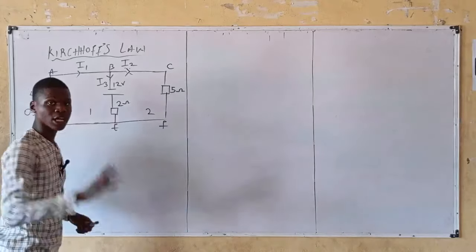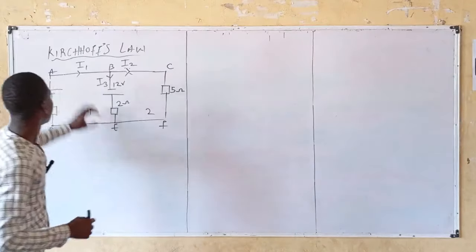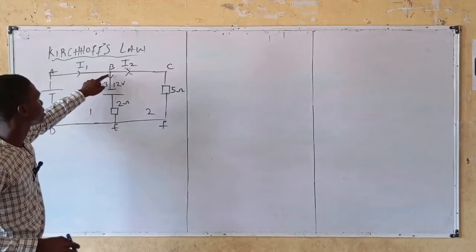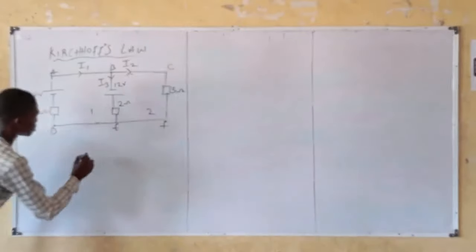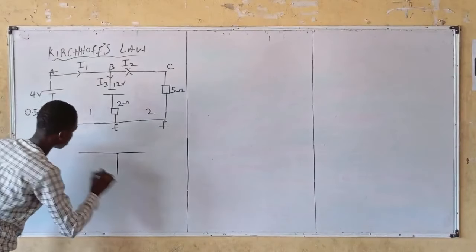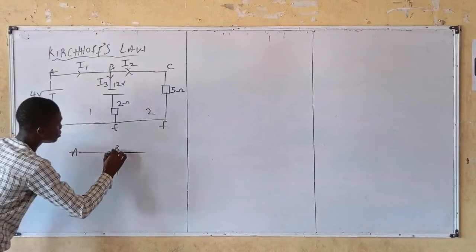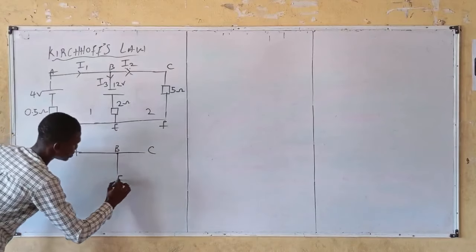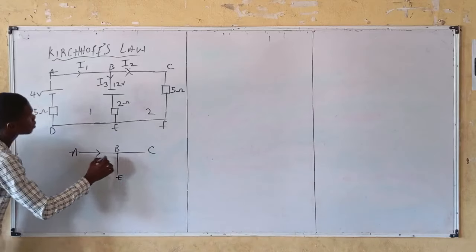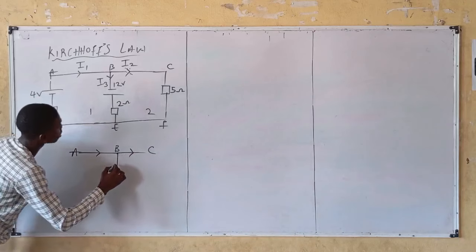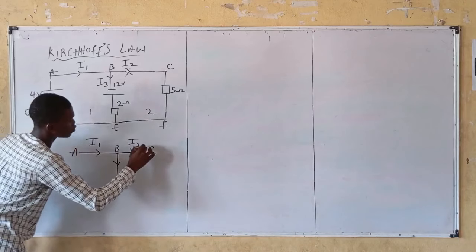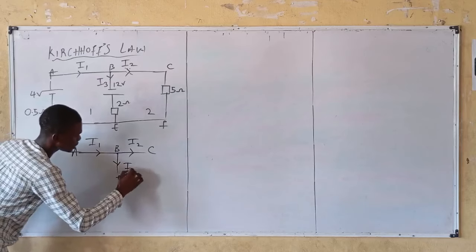Now take note, when it comes to direction, let me split branch AB, branch BE, and branch BC. Let me bring it out. This is A, B, C, and E. From my diagram, I'm having something of this nature. This is I1, this is I2, and this is I3.